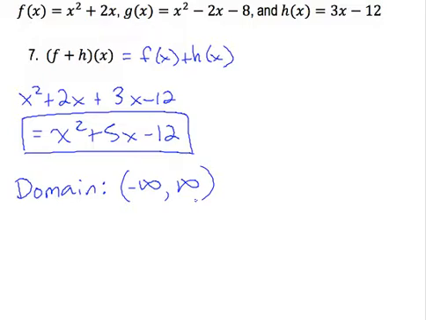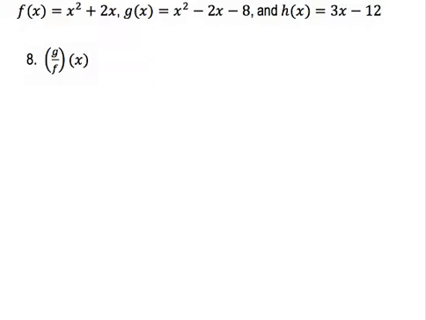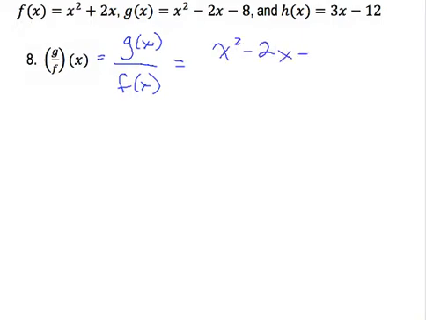Jump up to number 8. Okay, same group of functions here, but in number 8 we're going to do g over f of x. Of course, this can be thought of as g of x over f of x. So we can write out the two functions here, and we get x squared minus 2x minus 8, that's g of x, over f of x, which is x squared plus 2x. What we end up with is a rational expression.